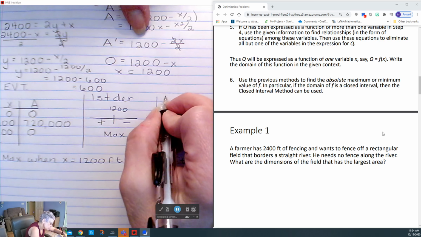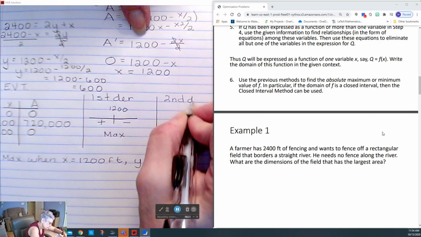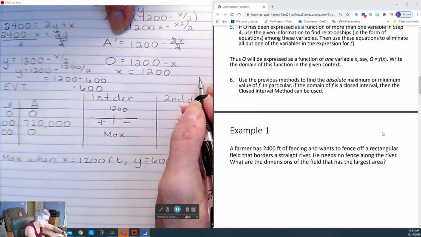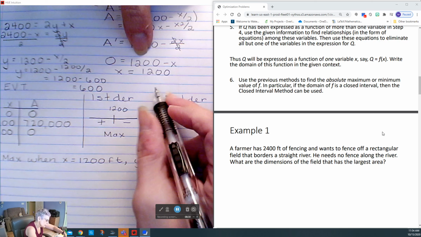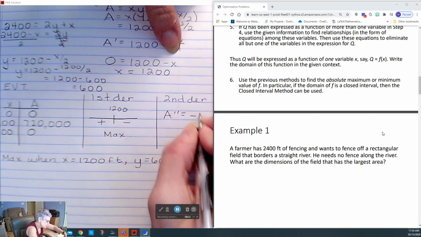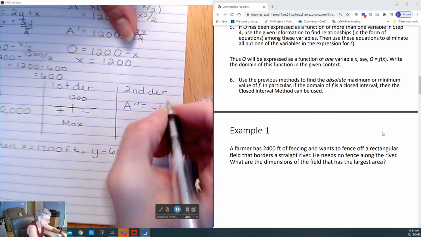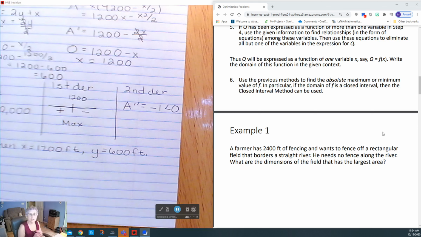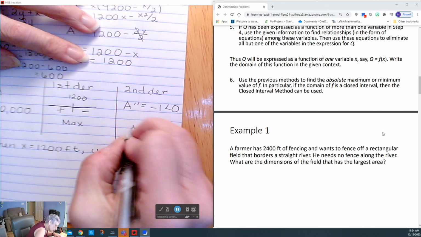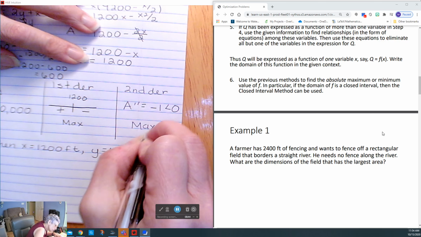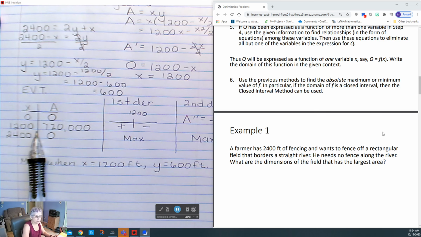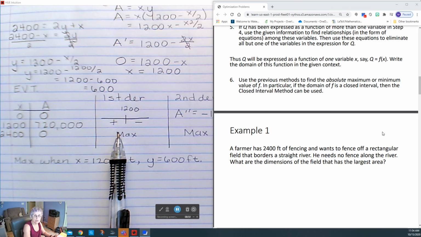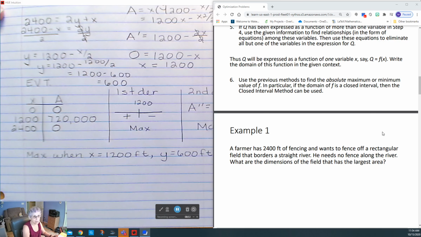The other option is the second derivative test. If I take the second derivative of 1200 minus x, the second derivative is negative 1, which is less than 0, which means I'm concave down, which means I have a max. So you have 3 options: extreme value theorem, first derivative test, second derivative test.